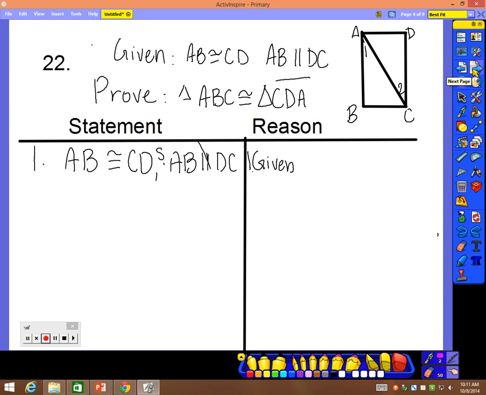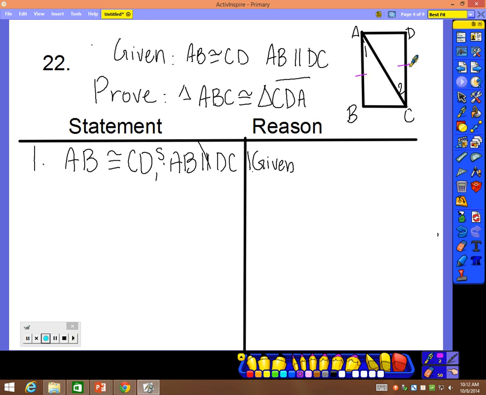22. We are given that line AB is congruent to line CD. So I'm going to give a little hash mark. And that AB is also parallel to DC. So there must be a reason they're giving me that. I probably need that for this proof. And I need to prove that triangle ABC is congruent to triangle CDA. I also recognize right now that AC and CA are the same line, are they not? And they're shared by those two triangles.